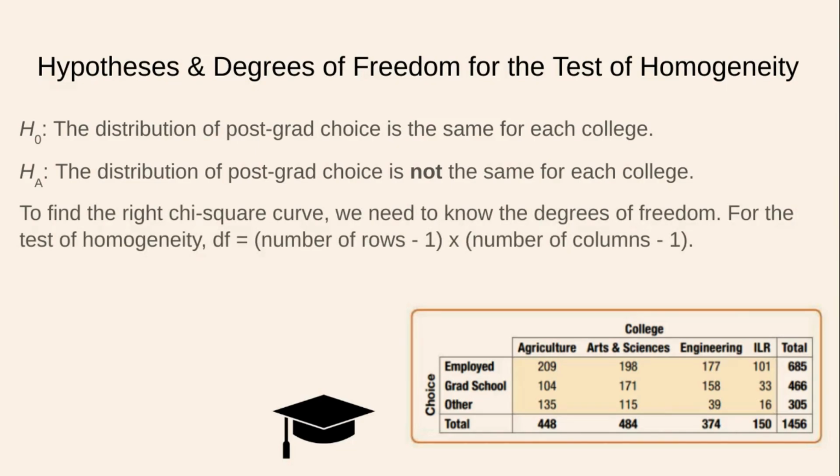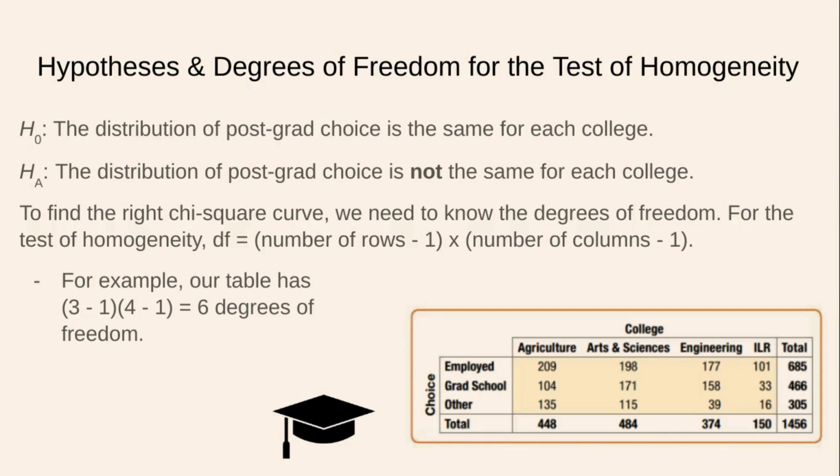To find the right chi-square curve, we need to know the degrees of freedom. For the test for homogeneity, the degrees of freedom is equal to the number of rows minus 1 times the number of columns minus 1. For example, our table to the right from our textbook has 3 minus 1 times 4 minus 1 equals 6 degrees of freedom. In the cells, not including the margins, we exclude the margins in the calculation.